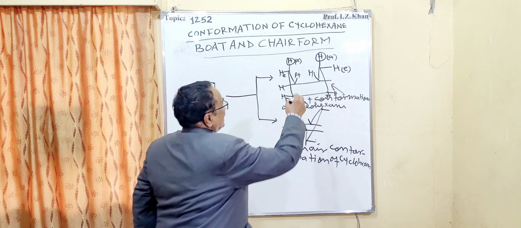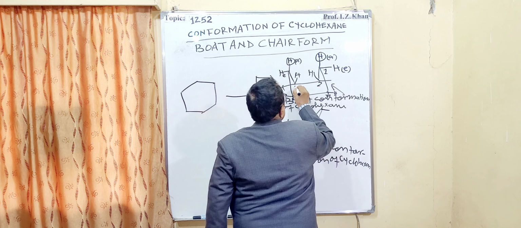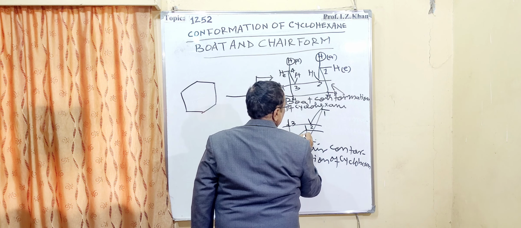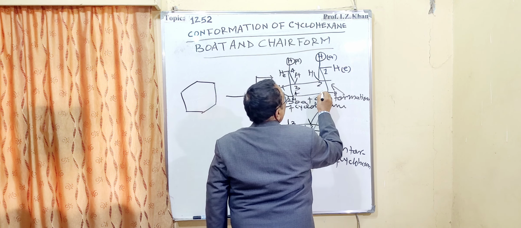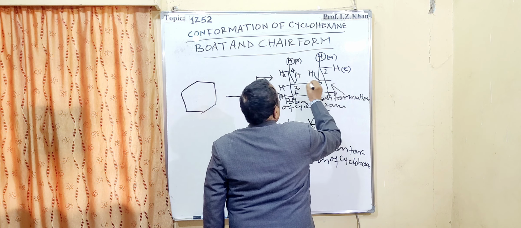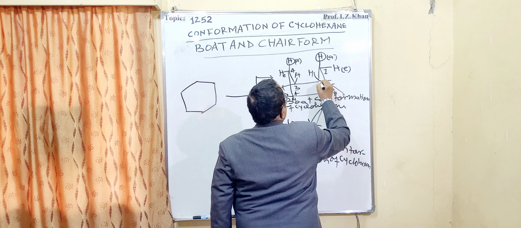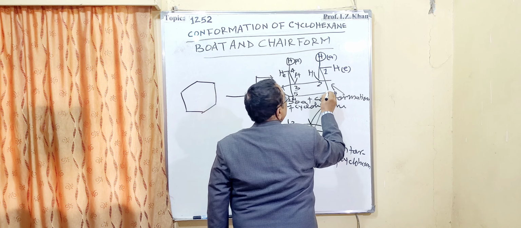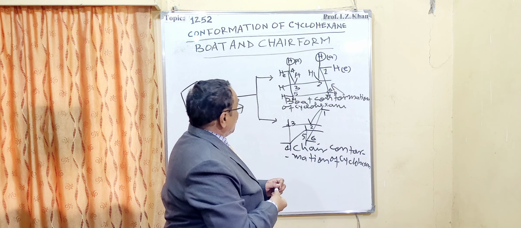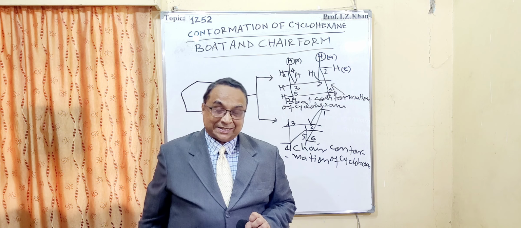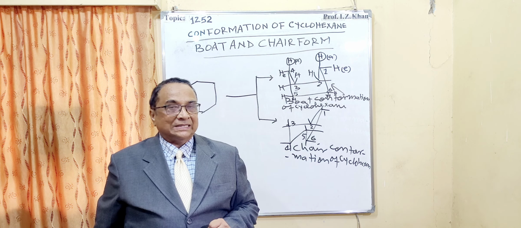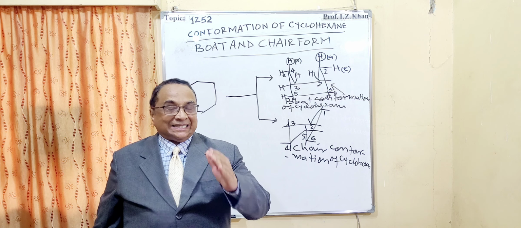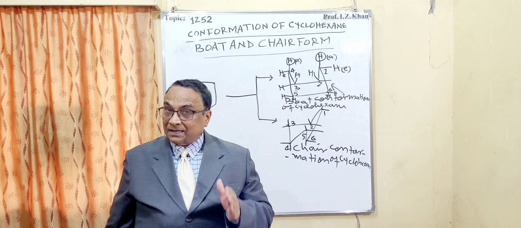And here the numbering in the boat is like this, 1, 2, 3 and 4, and here 1, 2, 3, 4, 5 and 6. Here this is 1, this is 2, this is 3, this is 4, this is 5, and this is 6 carbon. So here the question comes, when we have two conformations of cyclohexane, boat and chair form, which one will be more stable? And in which case will the axial-axial interaction be less? That will determine the stability.